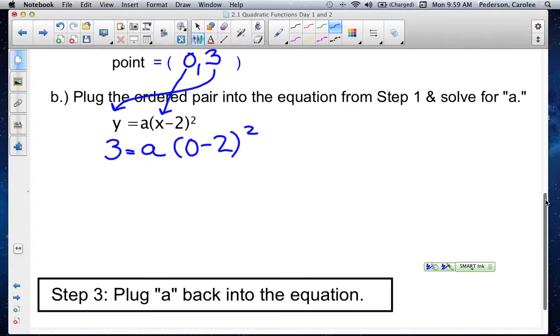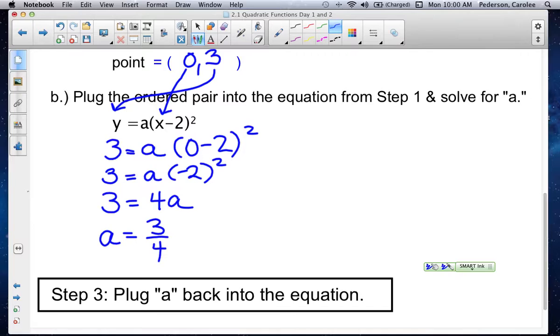I'm going to simplify the parentheses first. So 0 minus 2 is negative 2. And then you said to square the negative 2. So negative 2 times negative 2 is 4. And then last step, divide by 4. So we got a positive 3/4. So our graph should open up.